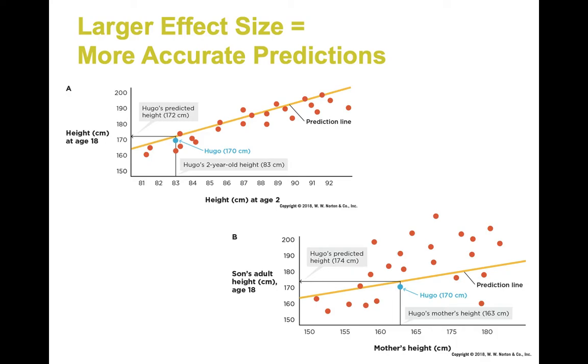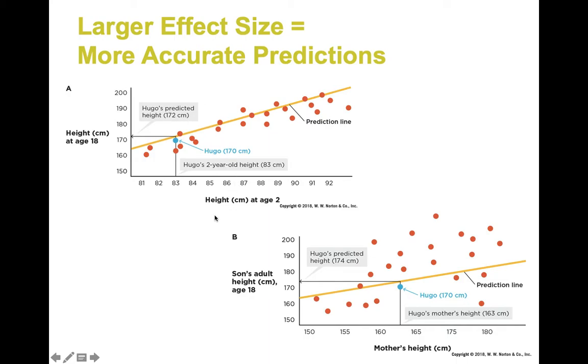And what we can say is that when we have a larger effect size, we can make more accurate predictions. A strong effect size enables more accurate predictions. The more strongly correlated two variables are, the more accurate our predictions can be. So both of these scatter plots also depict positive correlations. But you can see that in scatter plot A, a stronger relationship is depicted. So that means we can make more accurate predictions from the data that are in panel A.